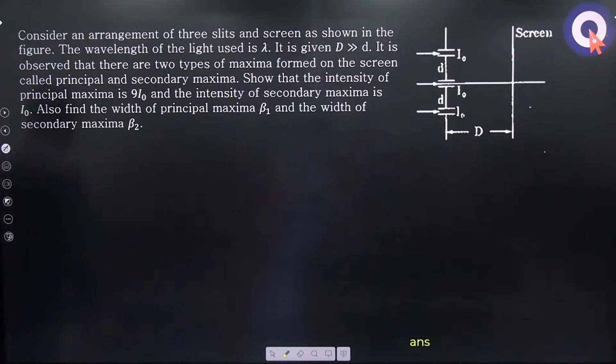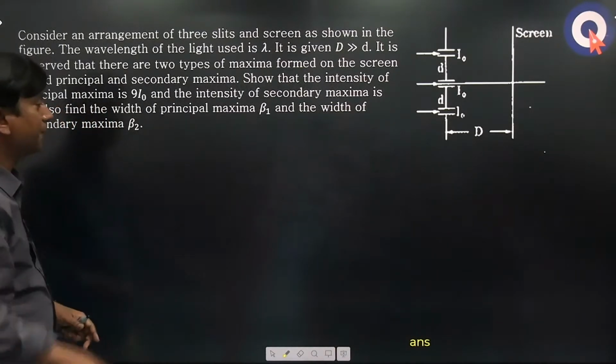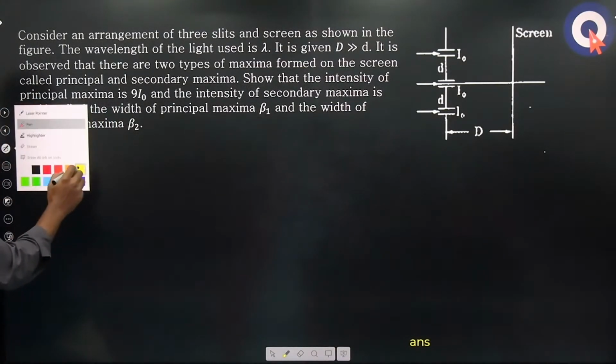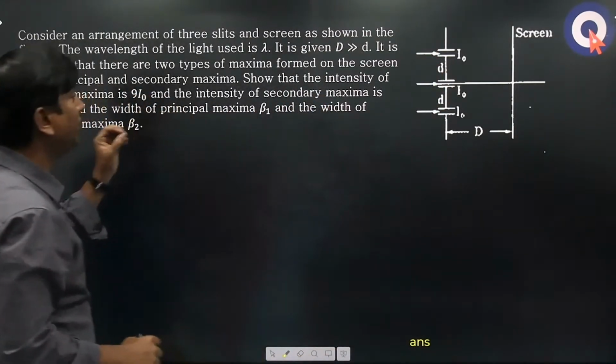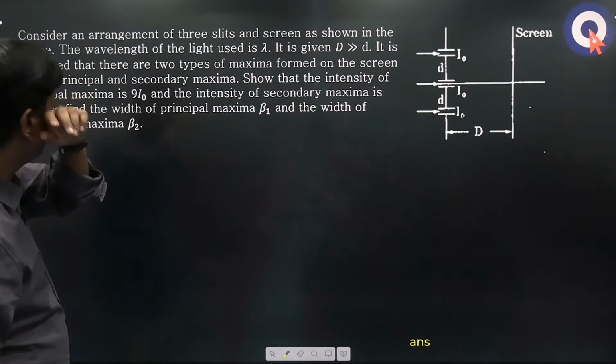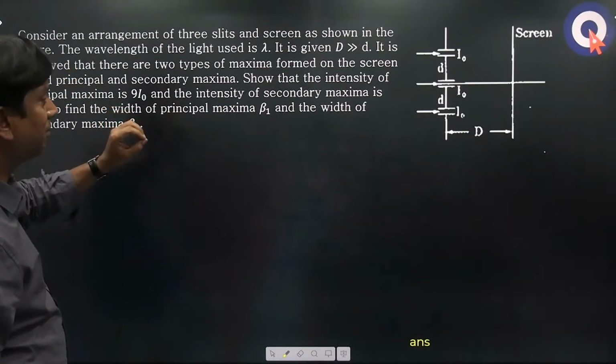Just go through this question. Okay, come on. So consider an arrangement of 3 slits. There are actually 3 slits, and a screen as shown in the figure. The wavelength of the light used is lambda. It is given that capital D is far greater than small d.